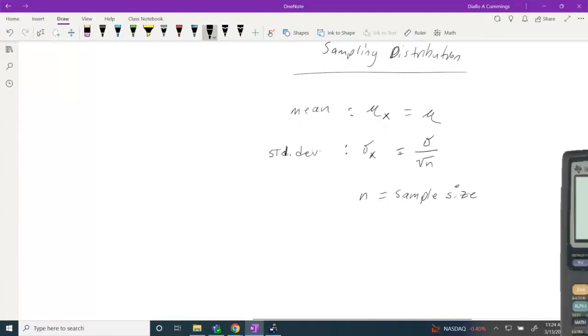You will also be asked to find the z-score of a sampling distribution. That z-score is going to be x minus the mean, divided by the standard deviation over the square root of n. So our formula for the standard deviation changes and the formula for the z-score changes. All right, so we're going to look at a couple of problems.